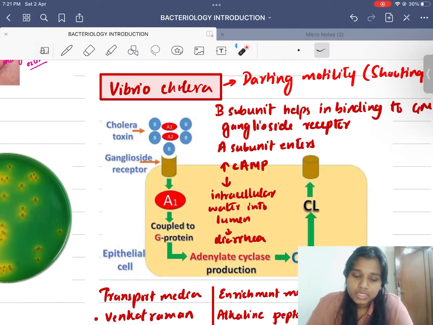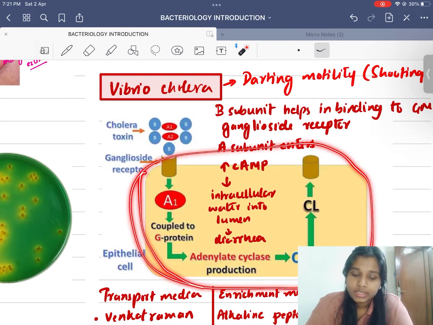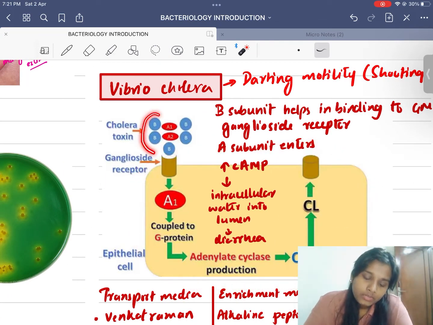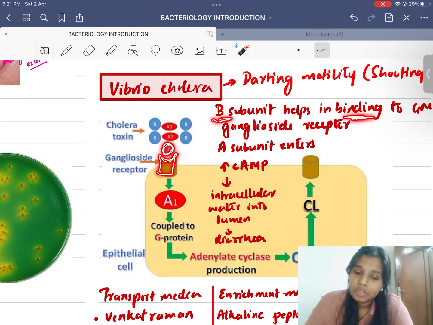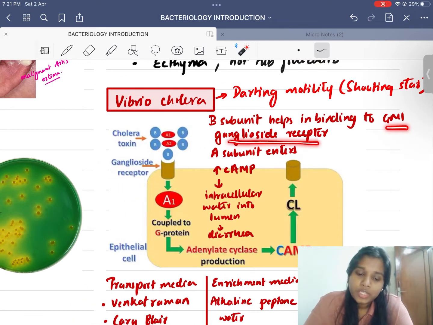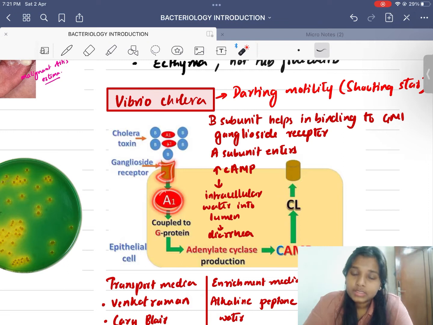Now, look at this. This is the intestinal cell. Now, what is happening? Which subunit is binding to the cell? The B subunit binds, right? B for binding. It binds to the GM1 ganglioside receptor. Then after binding, which subunit enters? The A subunit enters. It couples to the G protein and it increases what?